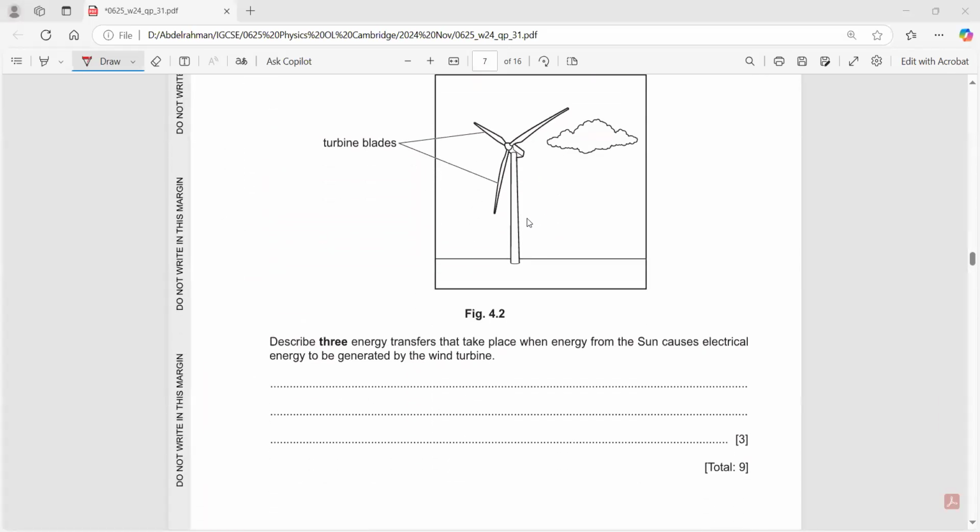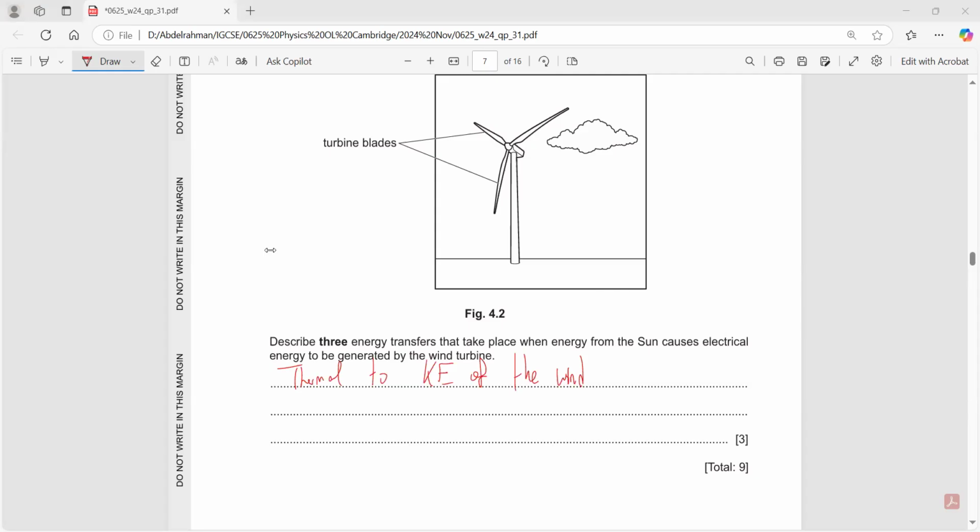Describe three energy transfers that take place when energy from the sun causes electrical energy to be generated by the wind turbine. Three energy transfers. Can I say, for example, the sun is heating up the air to move the wind? The sun heats up the air, so from thermal energy to kinetic energy of the wind. Yes, that is one. So you can say from thermal to kinetic energy of the wind. So this is the first energy transfer.